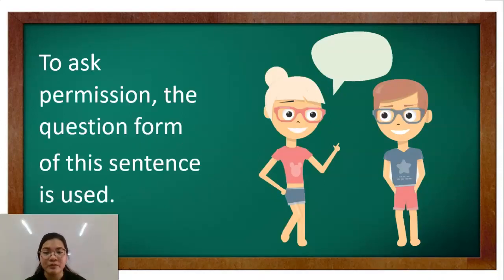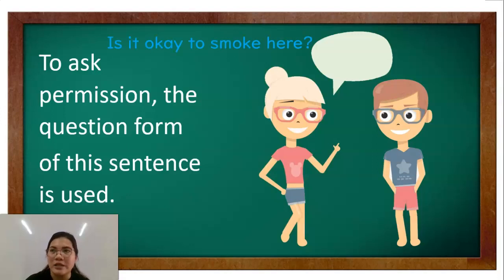Another one: to ask permission, the question form of this sentence is used. Kung magtatanong ka kung pwede bang gawin ang isang verb, you use this sentence pattern. For example, is it okay to smoke here? Koko de tabako wo sutte mo ii desu ka? Okay lang bang manigarilyo dito? That is what the sentence means.